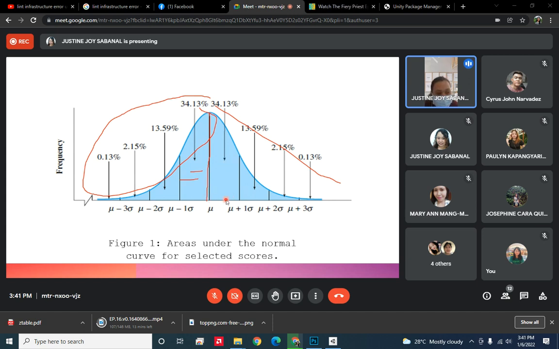So, one standard deviation, ito po yun. Ito yung i-consider nyo na line hanggang doon or ang reference nyo yung mean. So, yung size po nun, ang magiging sagot lang natin is 34.13%. So, yung value na 34.13% po ay kinoconsider natin as a probability.